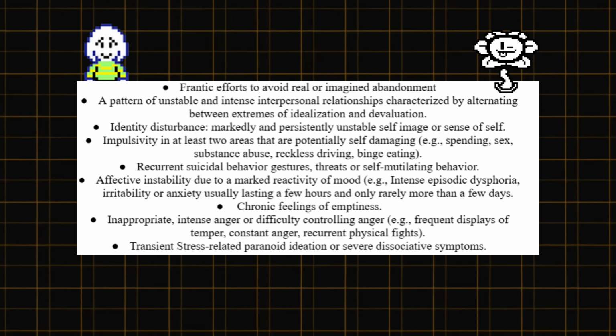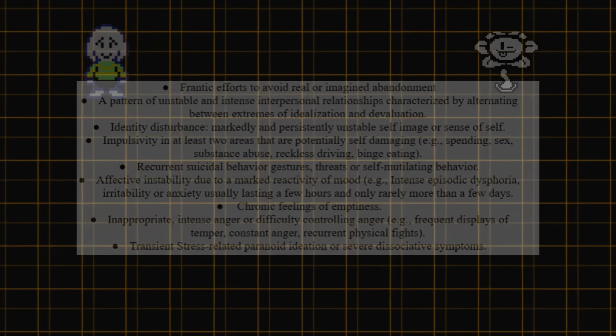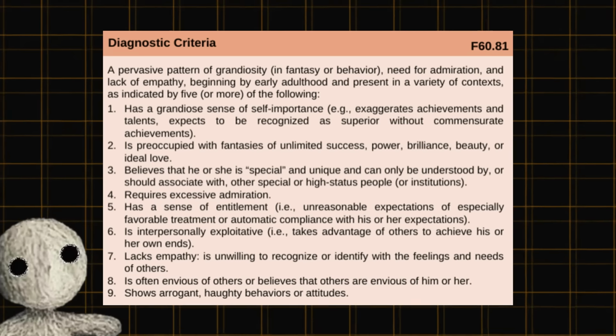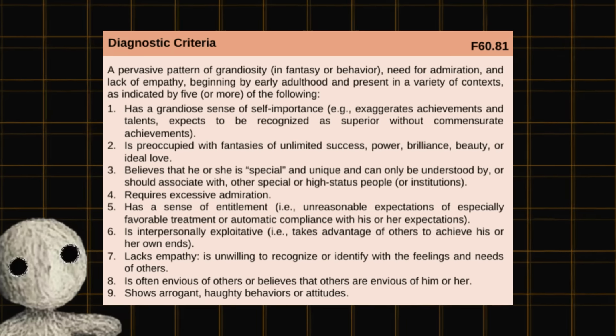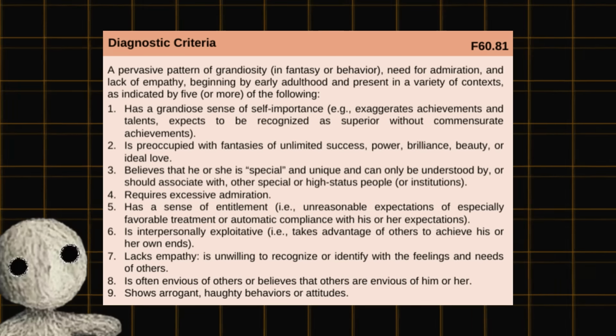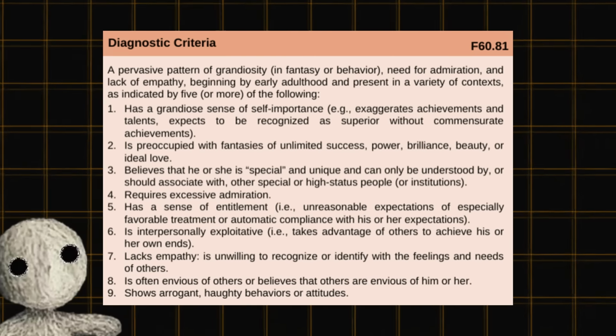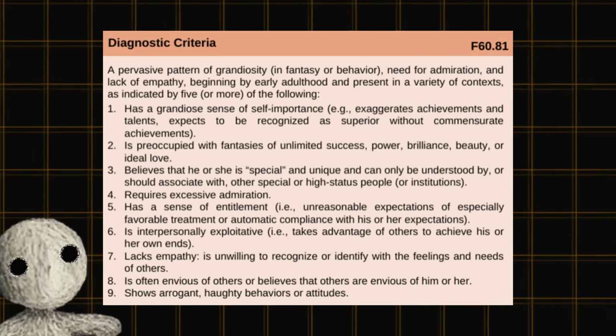So now that we've outlined the first diagnosis, or potential diagnosis rather, of BPD, let's dive into the next potential diagnosis for Flowey, that being narcissistic personality disorder, which is described as a pervasive pattern of grandiosity, need for admiration, and lack of empathy, beginning by early adulthood and present in a variety of contexts, as indicated by 5 or more of the following criteria: a preoccupation with fantasies of unlimited success, power, brilliance, beauty, or ideal love. Number 2, a belief that he or she is special and unique and can only be understood by or should associate with other special or high status people or institutions.